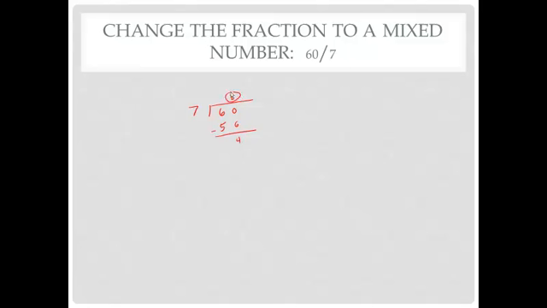Now this represents your whole number. The remainder represents the top number of your fraction. And your denominator always stays the same as your original denominator. So 8 4/7 would be that. So we just divide, and whatever we get up here represents the whole number. Whatever our remainder is represents our new numerator, top number. Denominator always stays the same.